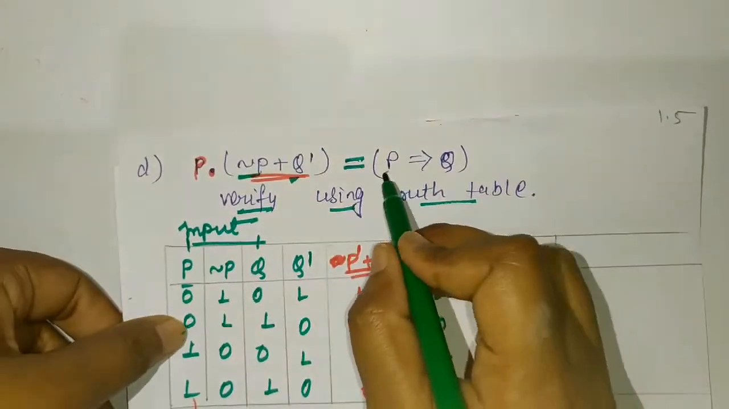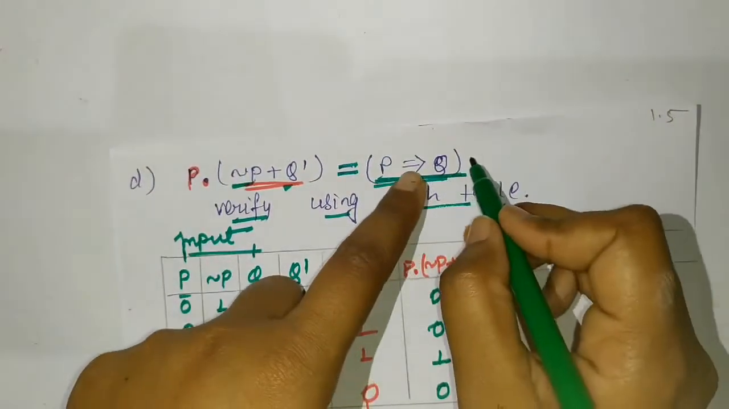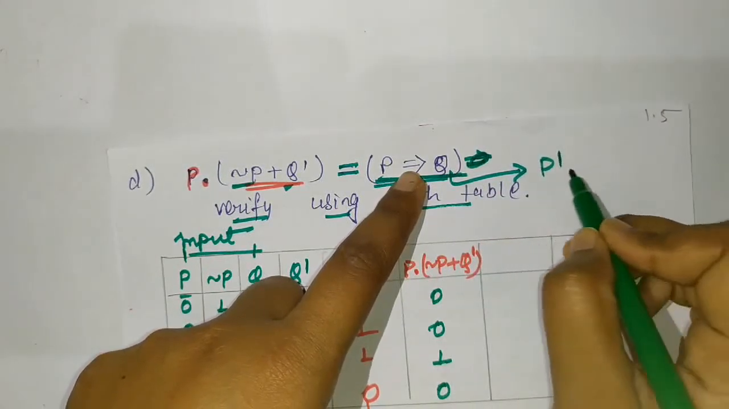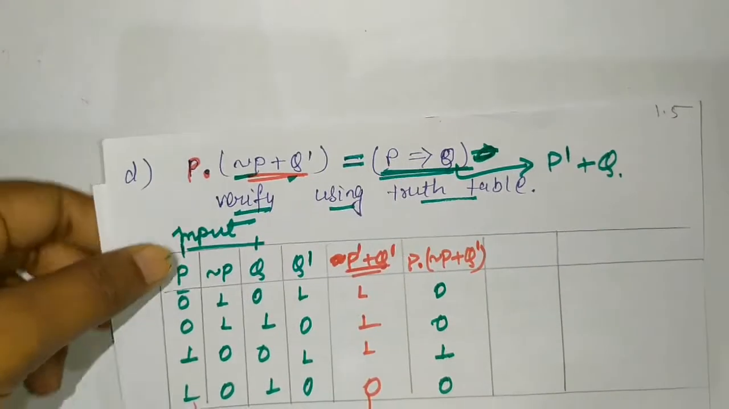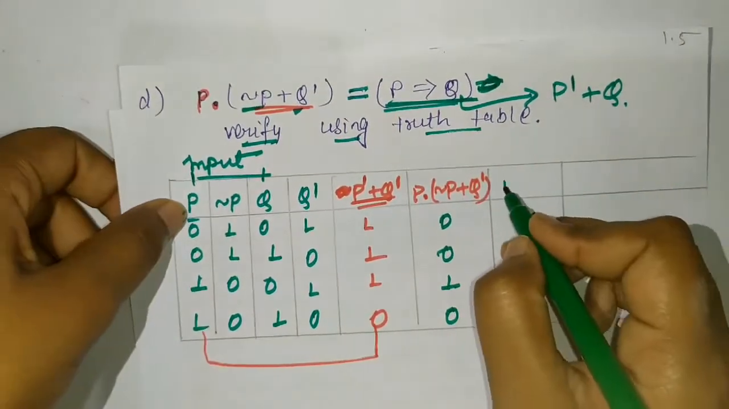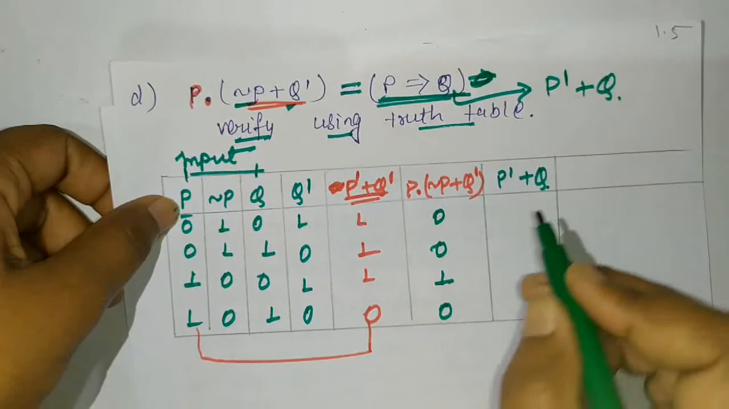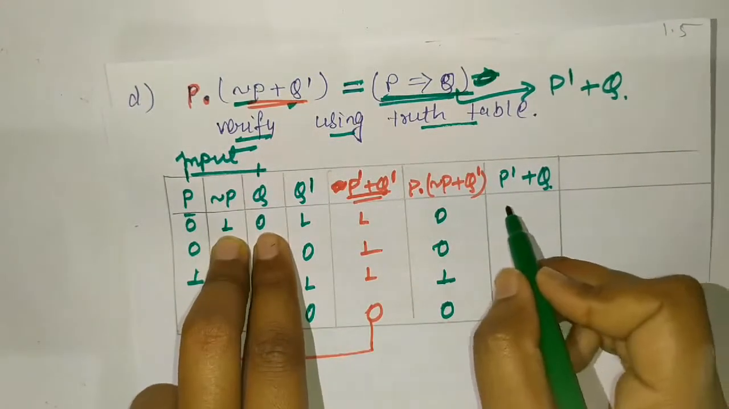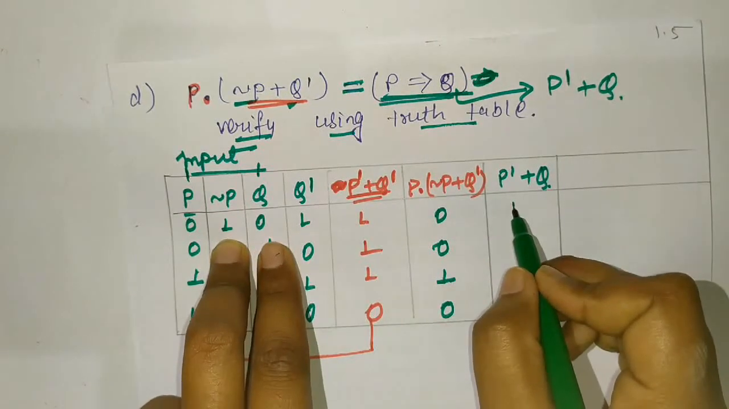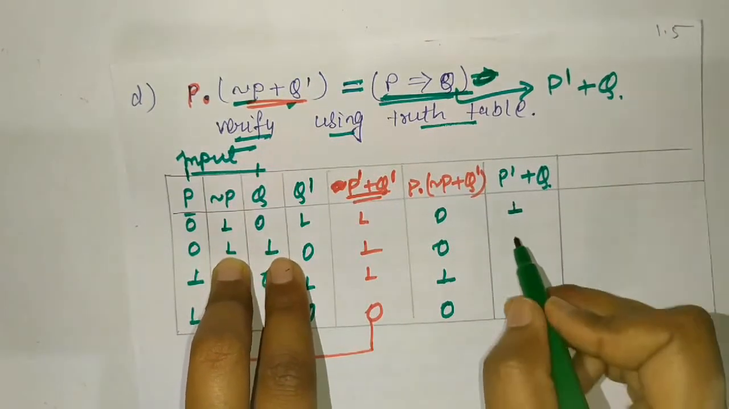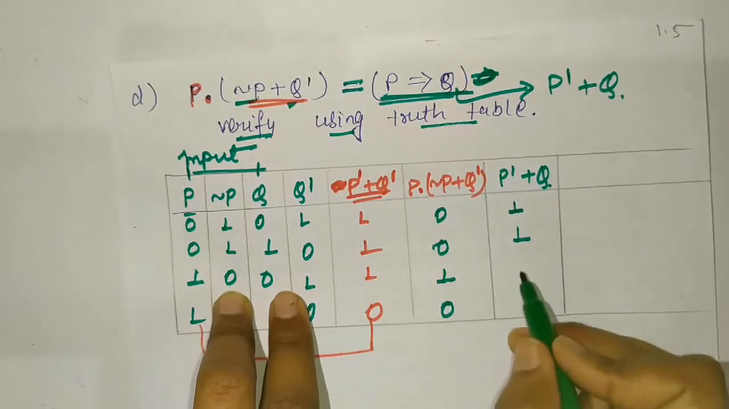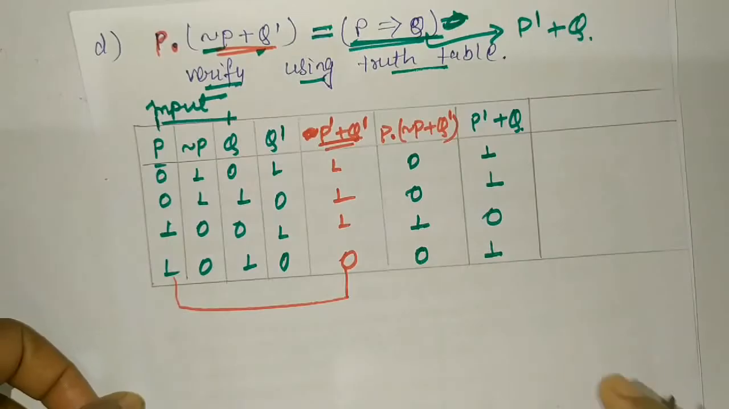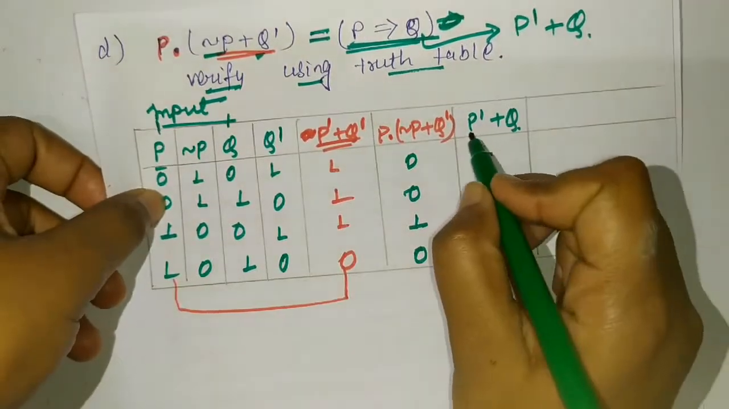Next we have to find P arrow Q, P implies Q. What is the meaning of this sentence? It means P dash plus Q. So we can add these two numbers, P dash plus Q. Here P dash, here Q. 1 plus 0 is 1. Then 1 plus 1 is 1. Then 0 plus 0 is 0. 0 plus 1 is 1. So this is the result.